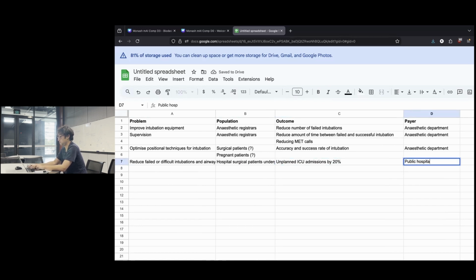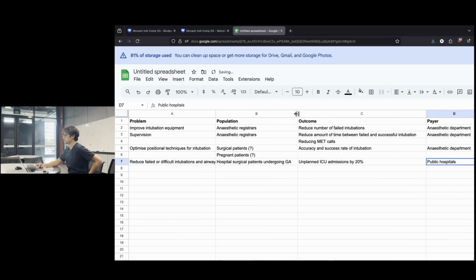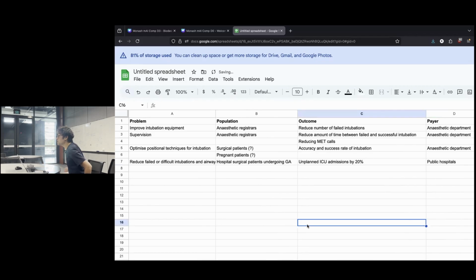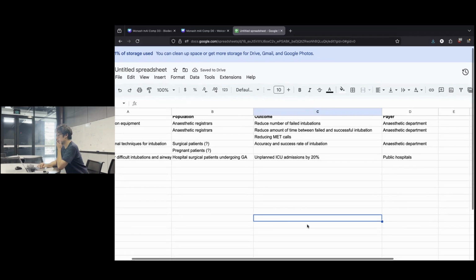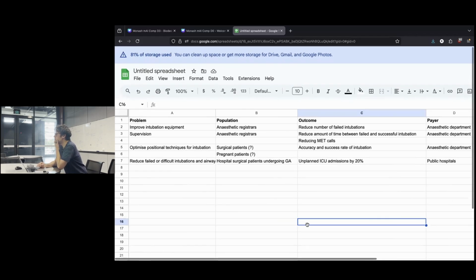Interesting. Okay. I like it. So you went slightly different here, which is, sorry, I didn't write this whole thing here, but you thought about hospitals paying instead of anesthetic departments paying, right? Could you tell us more about that? Why do you think hospitals are more likely to pay for something like this? Because these met calls, ultimately resulting in ICU admissions and a longer length of stay, is ultimately the biggest cost for hospitals.